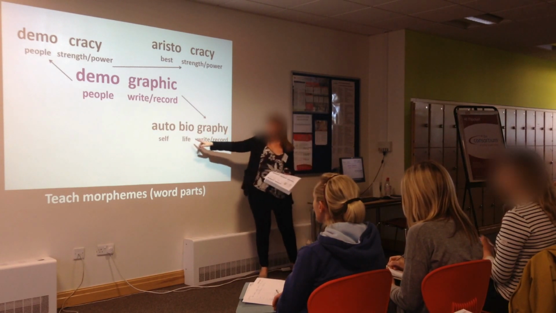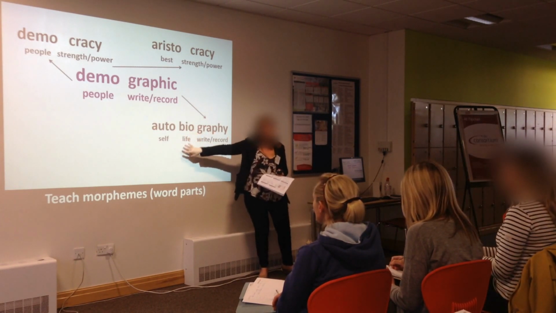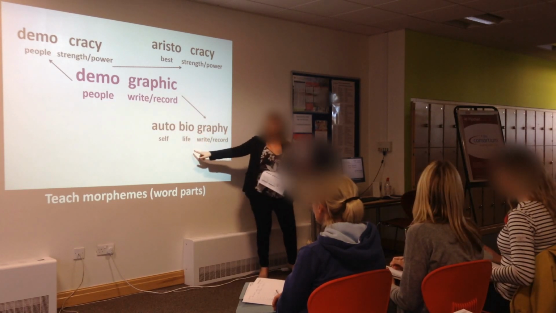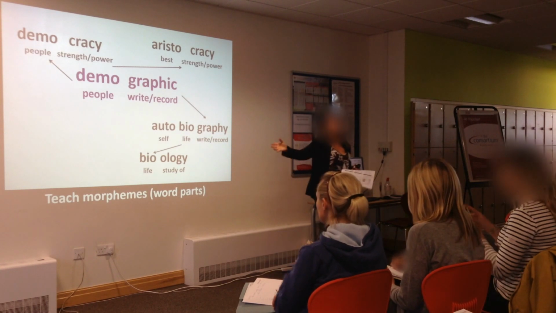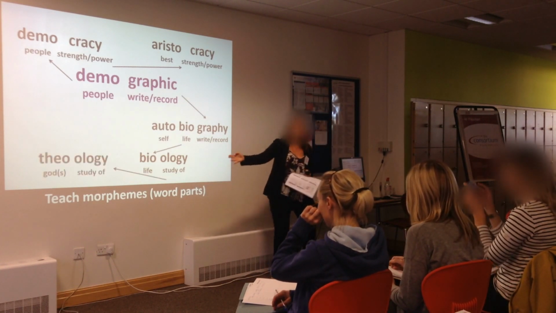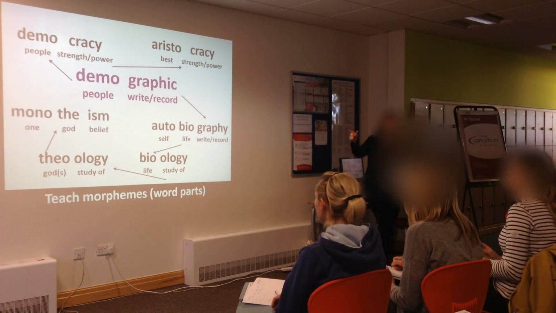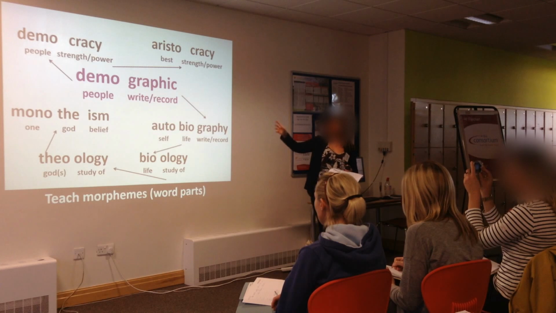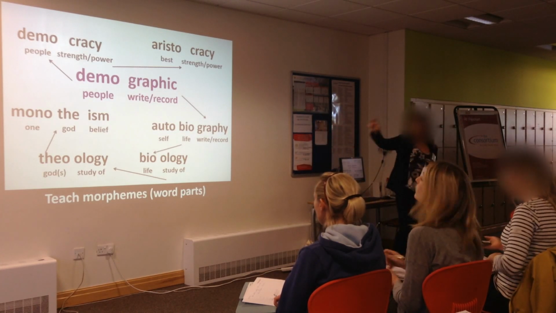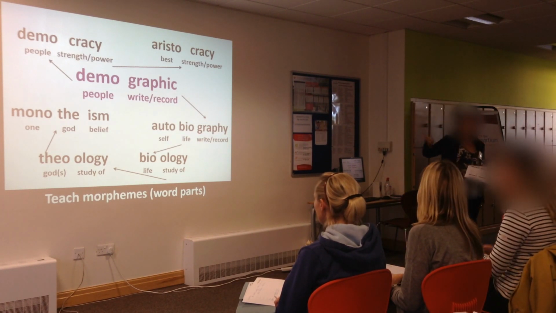So many students get confused between biography and autobiography. You know that auto means self, that means it's your own, it's about you. Bio is life. If you took biology, that means life. Ology is the study of. So the study of theology is, theo means gods. And then monotheism, the theo means God again. Ism can be a belief or hatred towards a particular group. And mono means one.